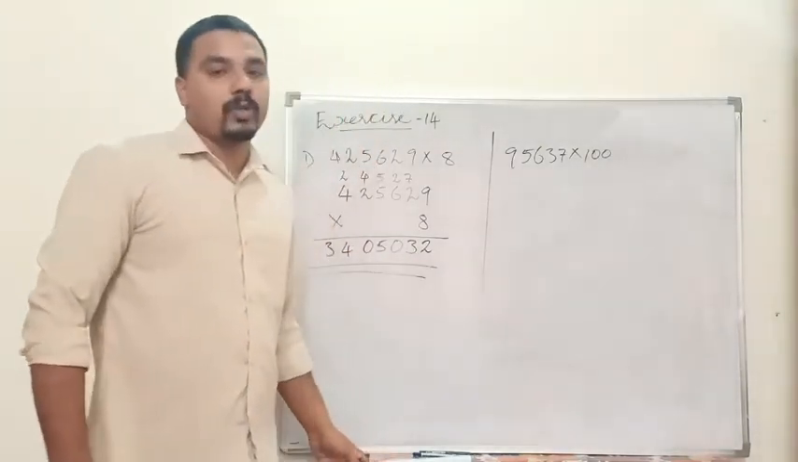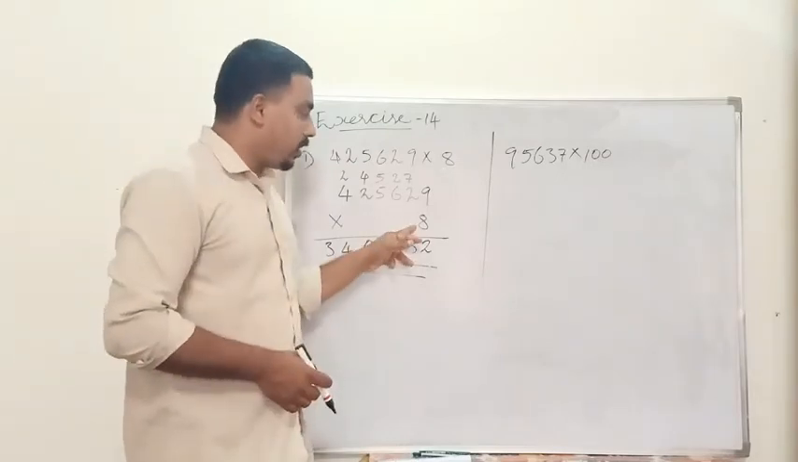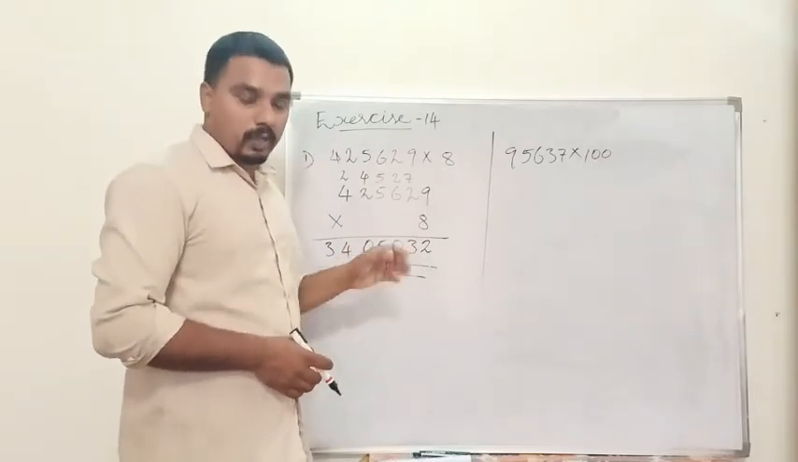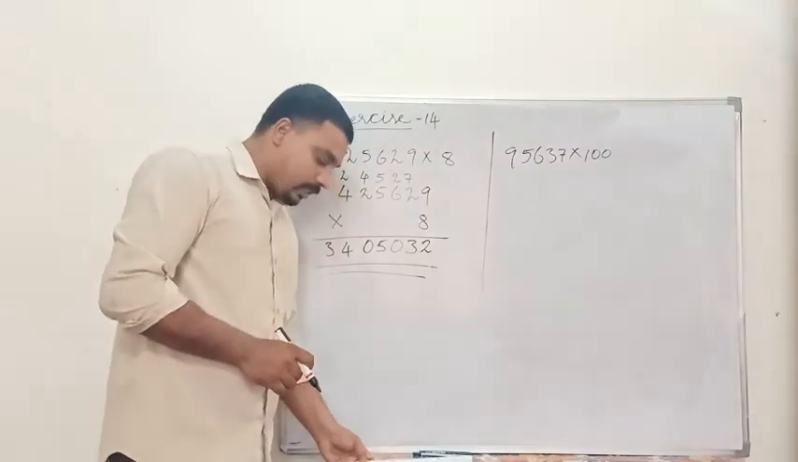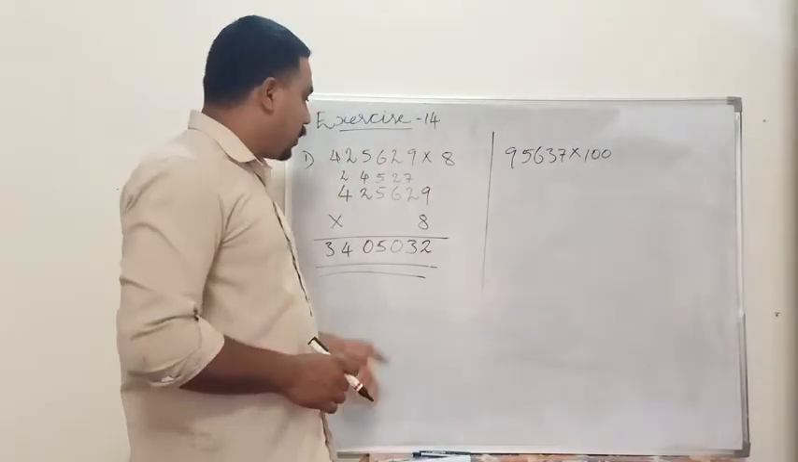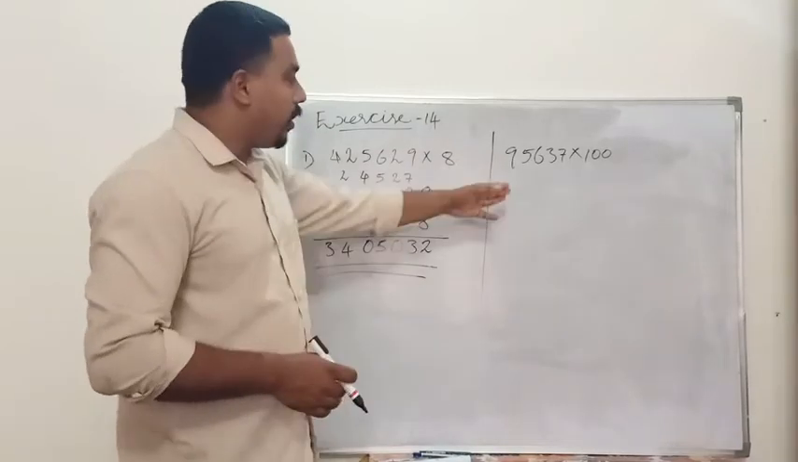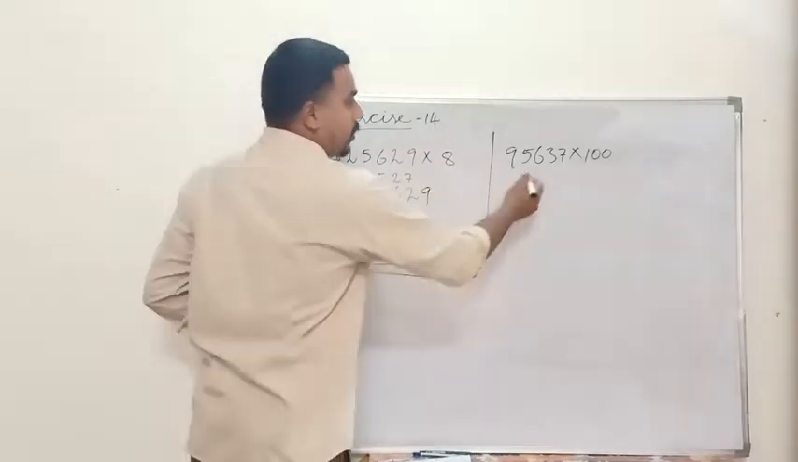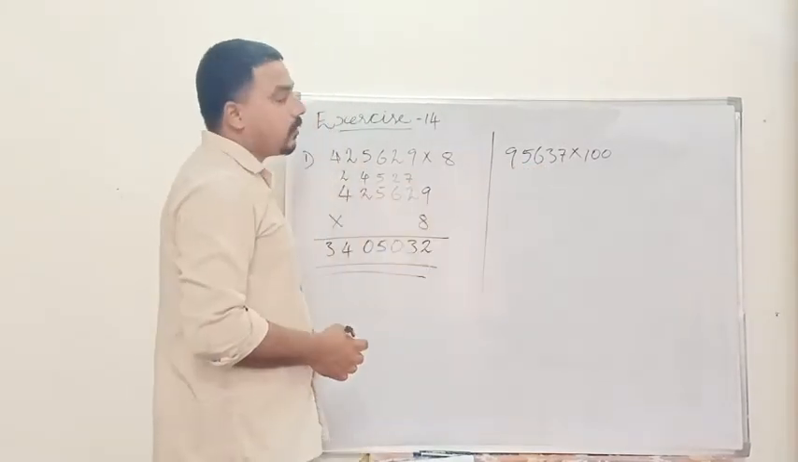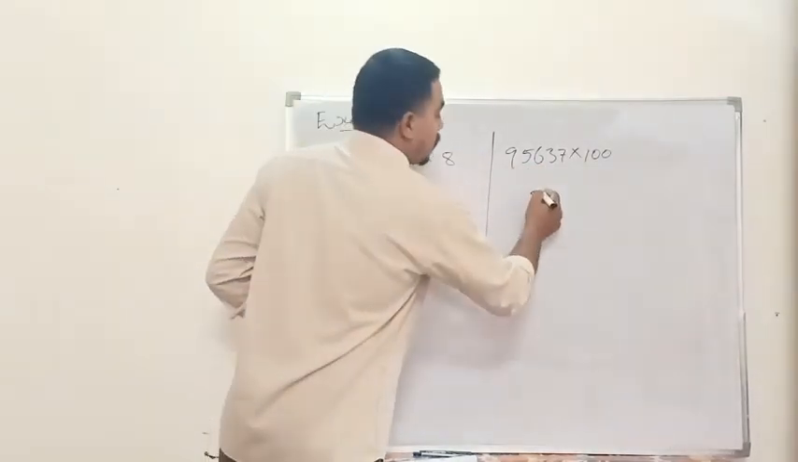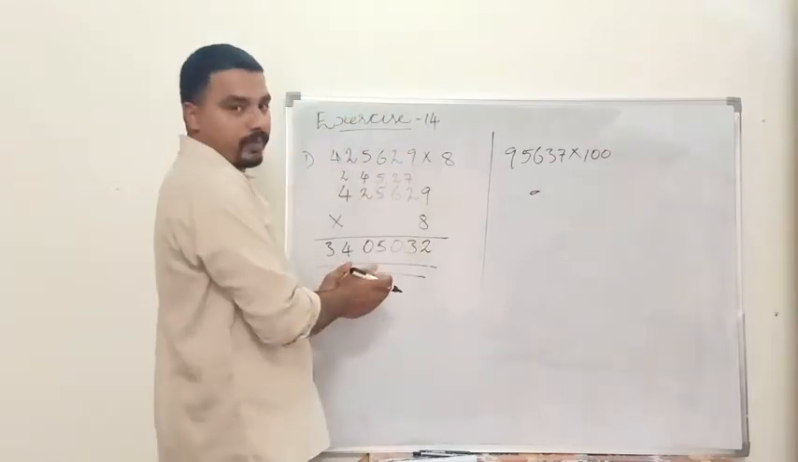Okay, this way you have to multiply whatever the number. If it is 1 digit, 2 digit, up to 3 digit, you have to do. Exercise 14, you can see that up to 3 digit numbers you have to multiply. The same process you have to do. Here we will multiply 95,637 into 100. So you no need to arrange this way.